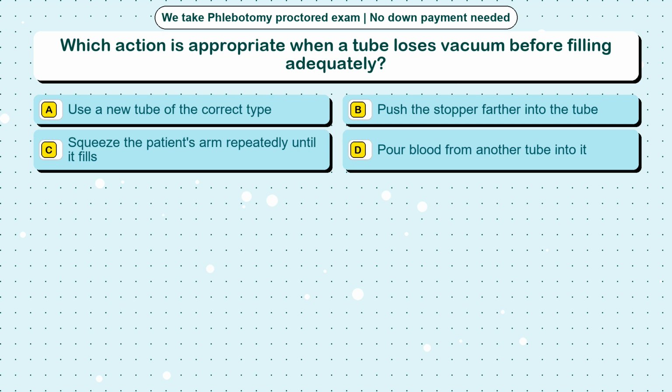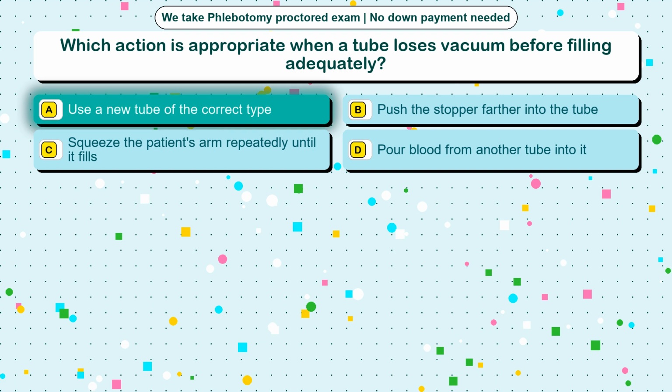Question 37. Which action is appropriate when a tube loses vacuum before filling adequately? Option A, use a new tube of the correct type. Option B, push the stopper farther into the tube. Option C, squeeze the patient's arm repeatedly until it fills. Option D, pour blood from another tube into it. The correct answer is option A, use a new tube of the correct type.